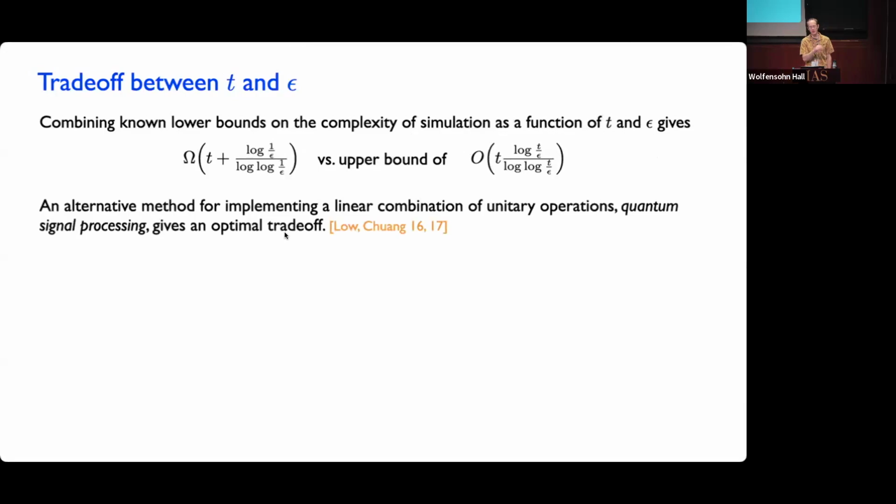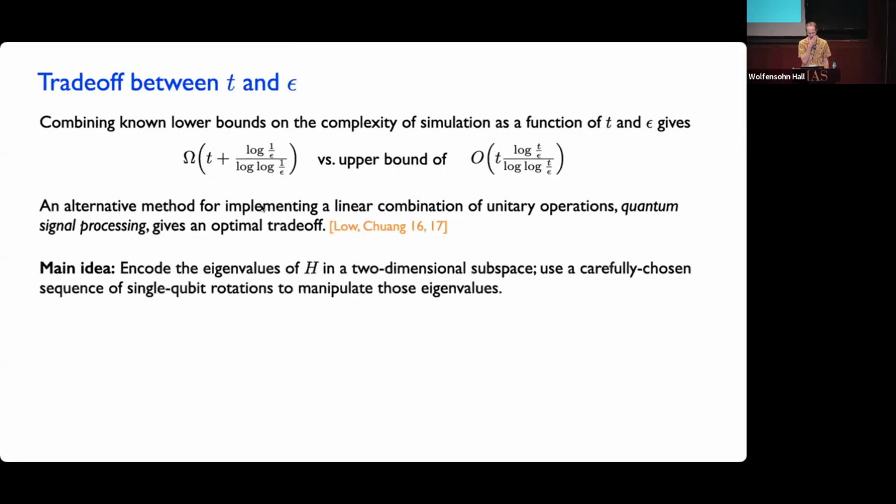And so it turns out that actually you can basically achieve this lower bound. There's another Hamiltonian simulation method, which combines ideas from some of the methods that I've mentioned already, that really gives complexity that's basically like this, all the way down to t plus log 1 over epsilon over log 1 over epsilon. And this method goes by the name of quantum signal processing. It really achieves this optimal trade-off.